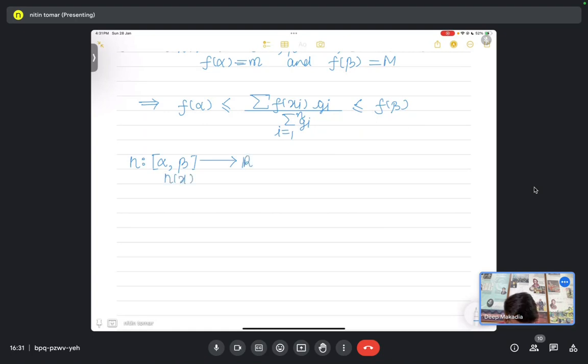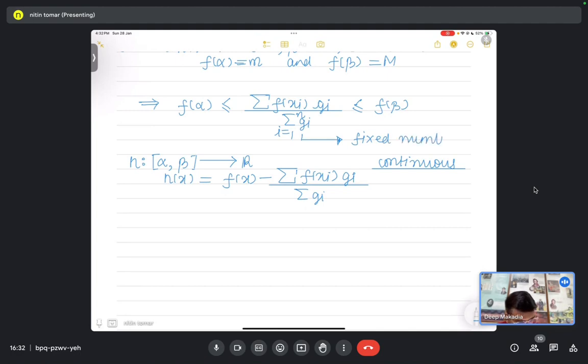h of x is f of x minus summation f of xi gi divided by summation gi. Okay? Is this a continuous function? Because the middle one is a scalar quantity, a fixed number, and f is a continuous function. Now tell me, what is h of alpha? Is it negative? And what is h of beta? Is it positive? So can you apply the location of roots theorem?